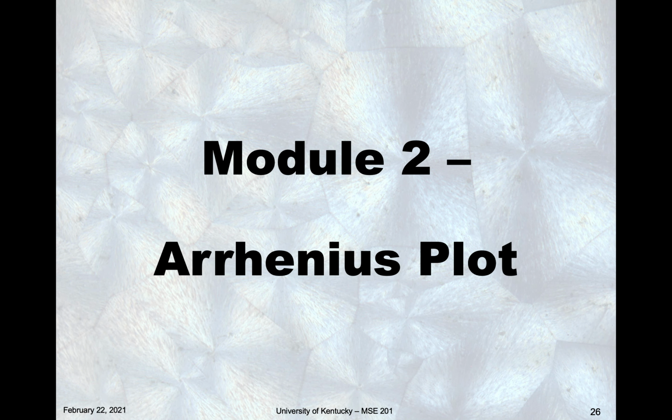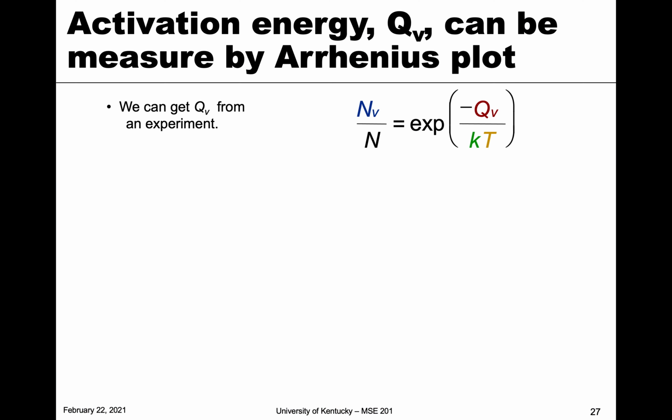All right. So in this module, I want to talk a little bit about what we call the Arrhenius plot. And so this has to do with the expression for the equilibrium number that we've just talked about here in the fractional form. So NV over N is equal to that exponential. So the Arrhenius plot is actually a way we use to get the activation energy QV. So from experiment, we can determine this.